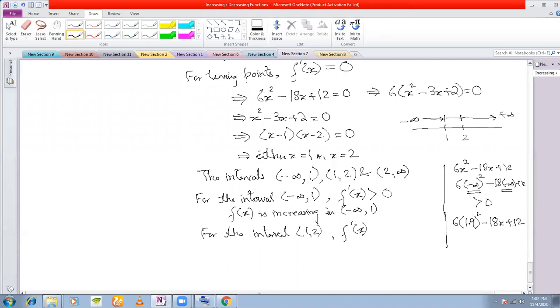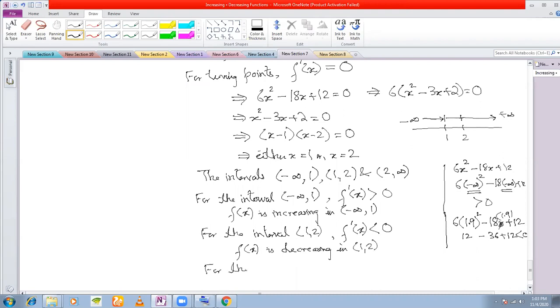So what happens? This is 1.9, sorry. So what happens? 18 into 1.9 plus 12, this is around 12, right? And this is around 18 into 2, this is around 36, right? Plus 12. So what are we getting? Some negative. So that means this is less than 0. That means f(x) is decreasing in (1, 2).